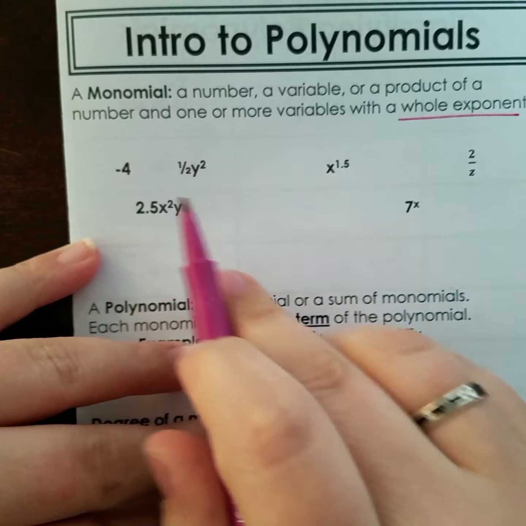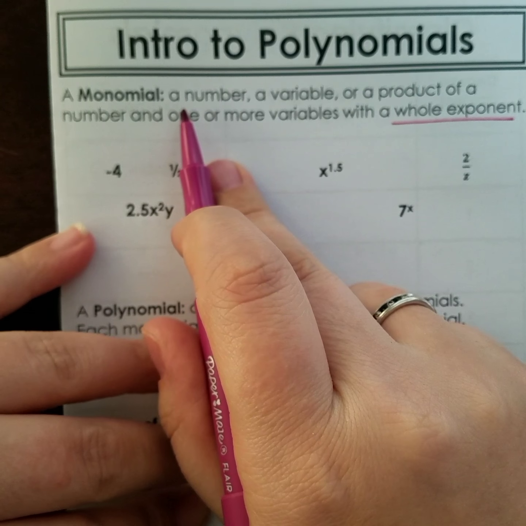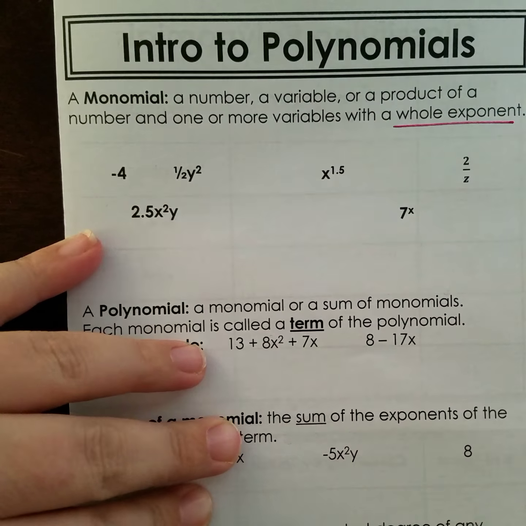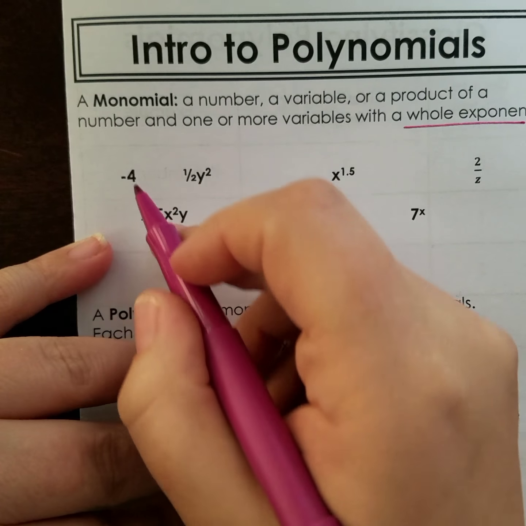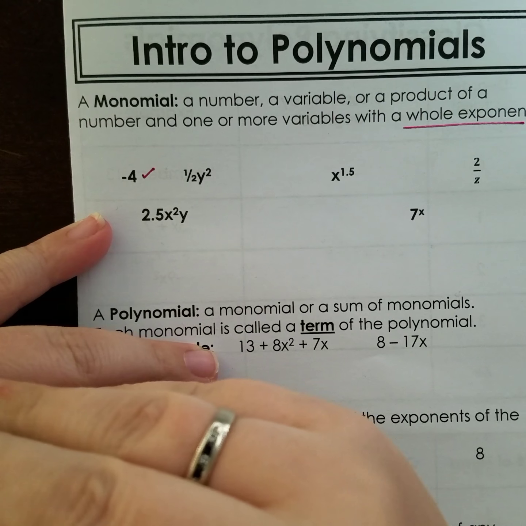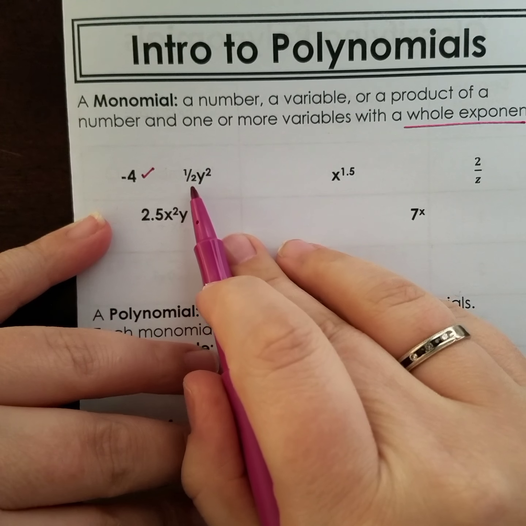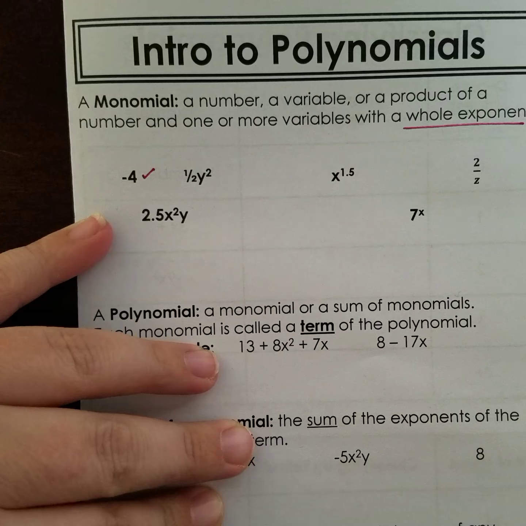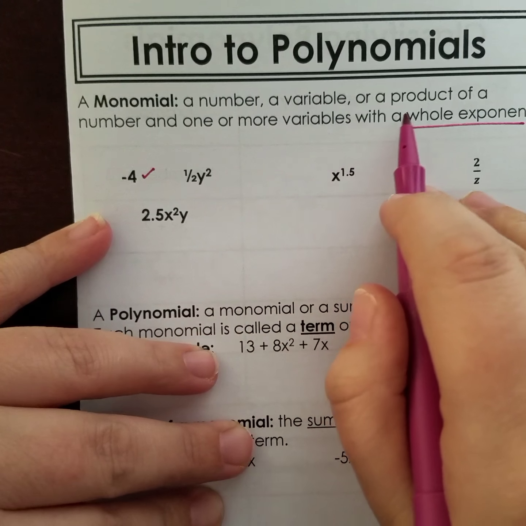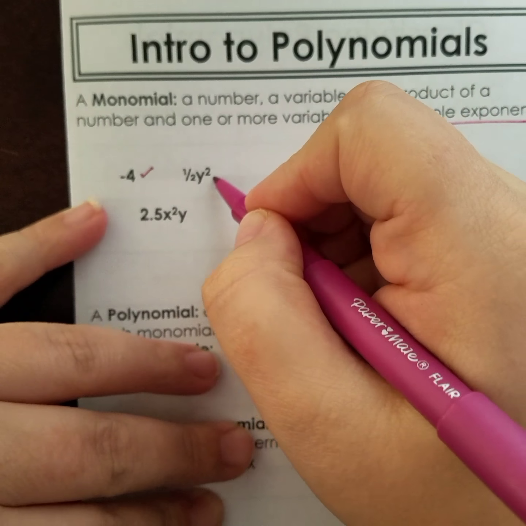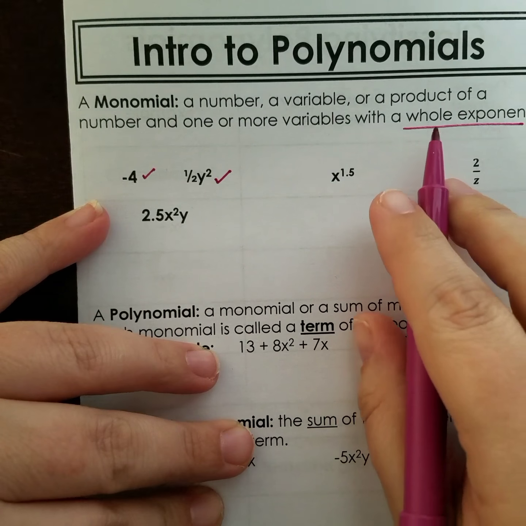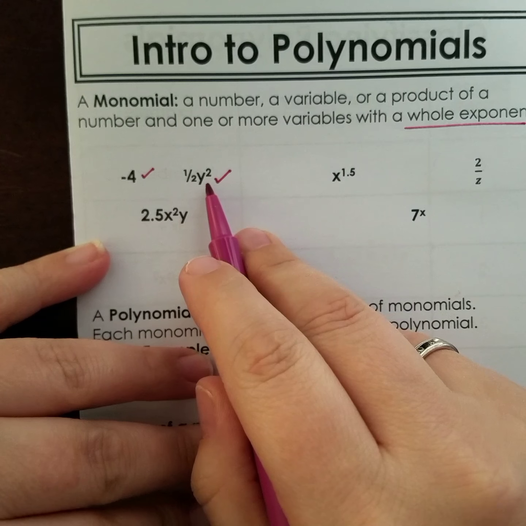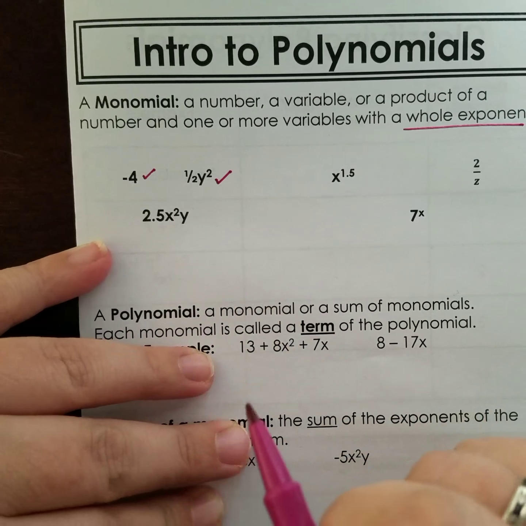-4. Is that a number? Is it a variable? Or is it a product? Well, it looks like a number to me, so that would be considered a monomial. How about this one? 1/2 times y squared. Well, this is times, which would mean a product. So this too is a monomial. It also has a whole exponent. 2 is a whole number, so it is an exponent that is a whole number. So it's good.